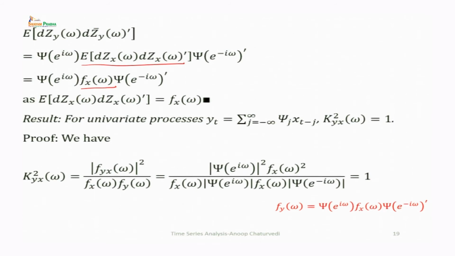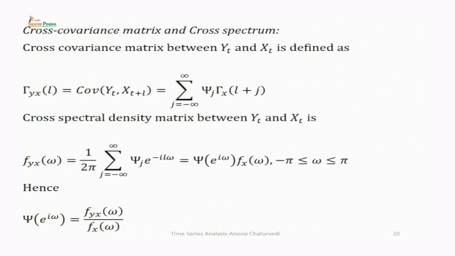And then you obtain this expression equal to 1. Now, we define cross covariance matrix and cross spectrum. Cross covariance matrix between y t and x t is defined as gamma y x l equal to covariance between y t and x t plus l, which is equal to summation over j psi j gamma x l plus j.